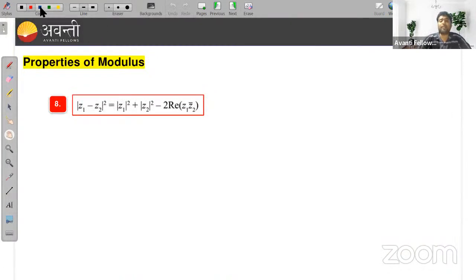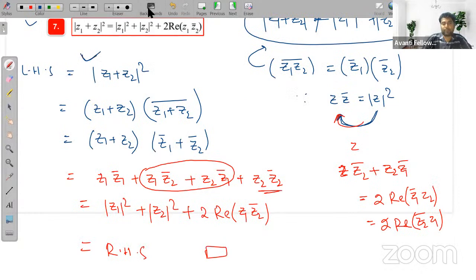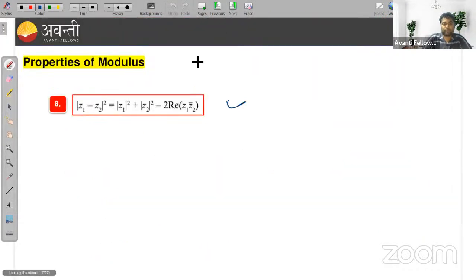You can use a similar process, the previous approach. You can prove this also. So remember, this property is also true. By using this process, you can prove this property also. Yes or no? So just remember this property. In place of plus, here it becomes minus. In the last property, we had a plus sign, and in this property, we have a minus sign. Instead of plus, we have taken minus only. Right? Clear, guys?